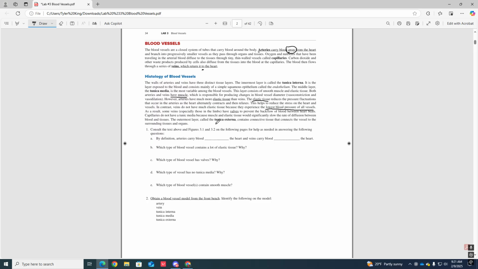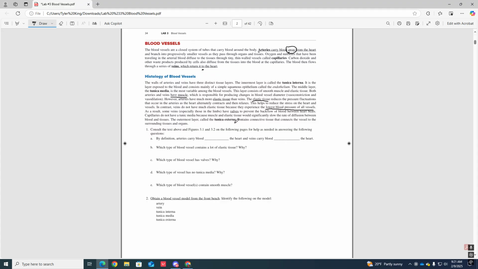Okay. And lastly, the outermost layer is called the tunica externa. Externa meaning the most external. Okay. It contains connective tissue that connects the vessel to surrounding tissues and organs. Okay. So 3 layers here. Interna, all right, is the most deep. Externa, most superficial. I feel like it's pretty easy to learn these ones, which one would be the most internal, which one would be the most external, okay?